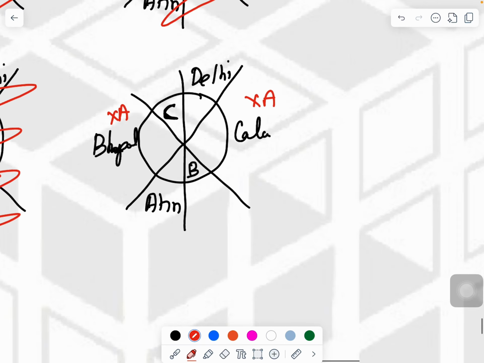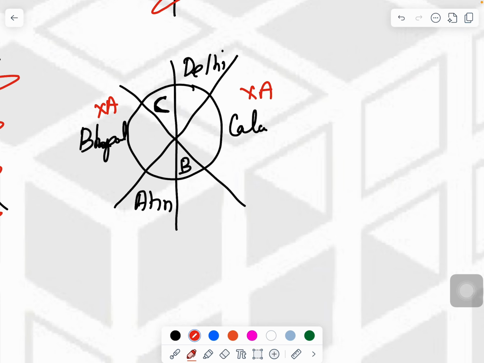So the last subcase, most likely this has to be the solution. Let's go ahead and check it out. Do we have B Bhopal mapping? No. Do we have C Calcutta mapping? No. Do we have D Delhi mapping? Possible. Do you have A Ahmedabad mapping? Possible. So let's not rush too early. Let's go ahead and see where I can place my A.